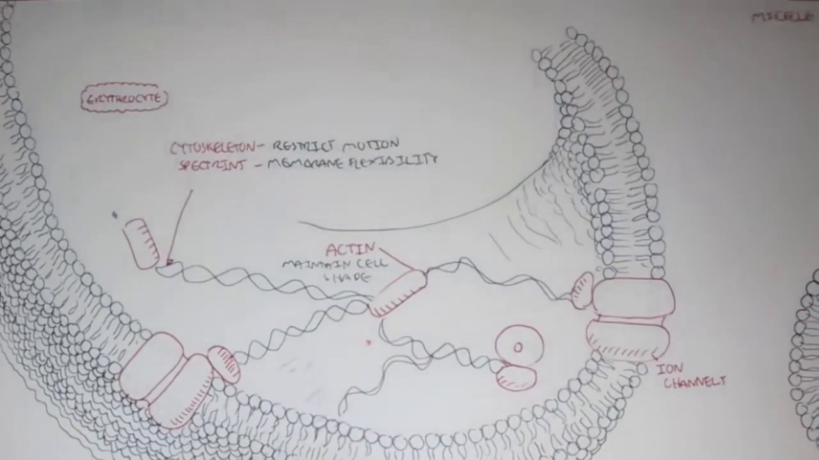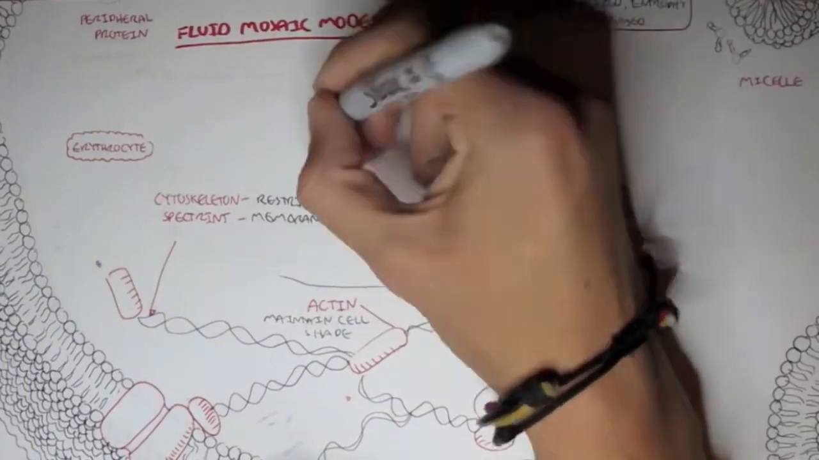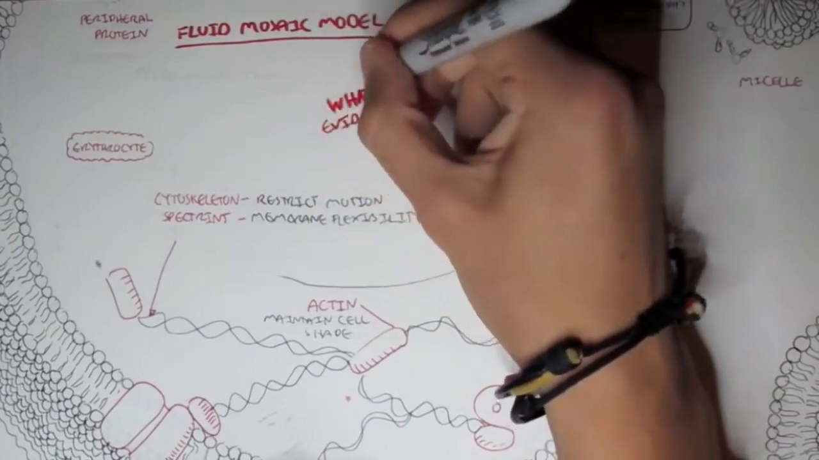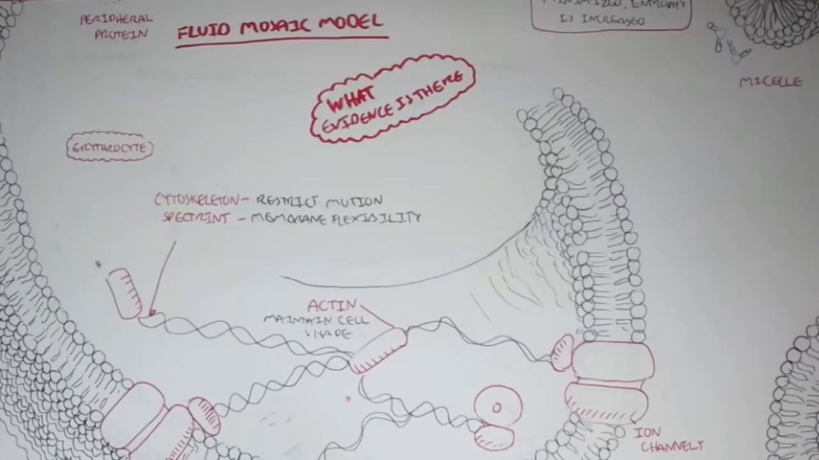That concludes part 1 of the cell membrane video series. Next video, we'll look at what evidence there is to support the fluid mosaic model, as well as other features of the cell membrane. So please watch part 2.